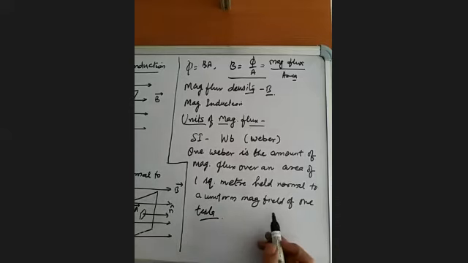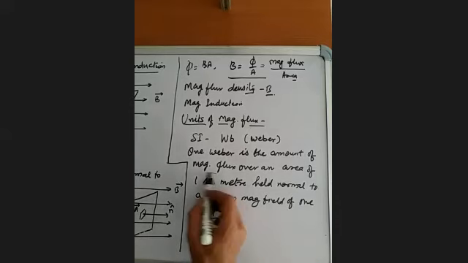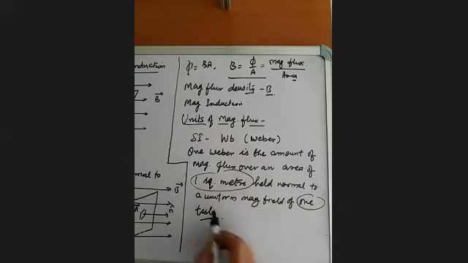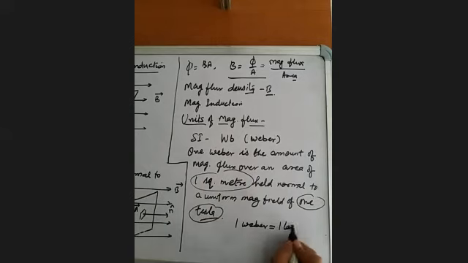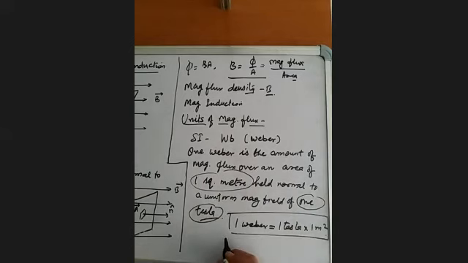Okay, if the magnetic field normal to a surface of area 1 square meter is 1 Tesla, then we say that flux is equal to 1 Weber. So 1 Weber is equal to 1 Tesla multiplied by 1 meter square. So what is 1 Weber? 1 Weber is equal to 1 Tesla meter square. Or from here, 1 Tesla will be equal to 1 Weber per meter square.